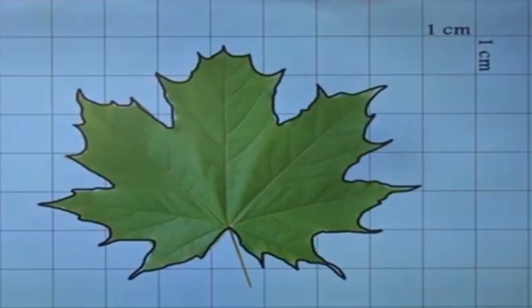See, you should fix the leaf there and you should draw the outline by using a pencil. Okay, children, the dimensions of every box in this graph sheet is 1 centimeter square. The area of this square is 1 centimeter square, that is 1 centimeter into 1 centimeter. So we have drawn the outline. We have traced the outline of this leaf.